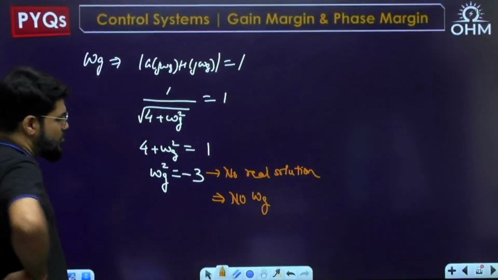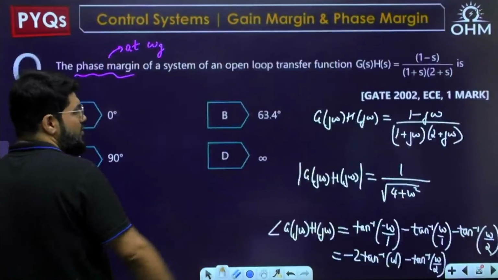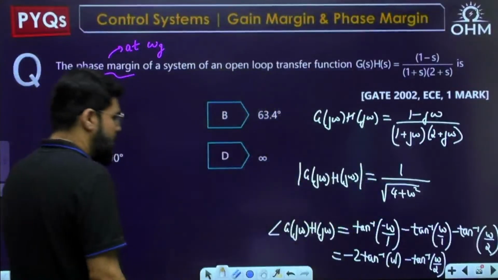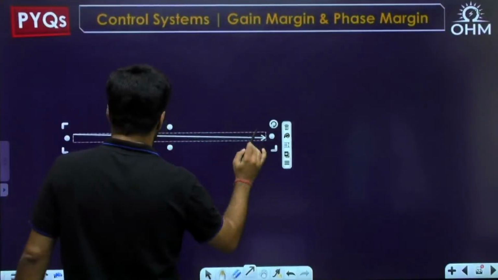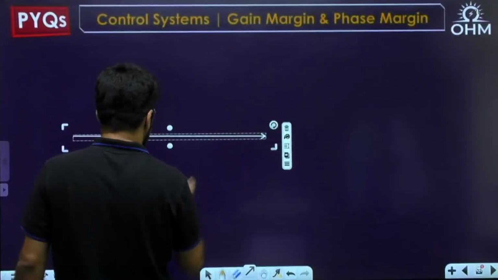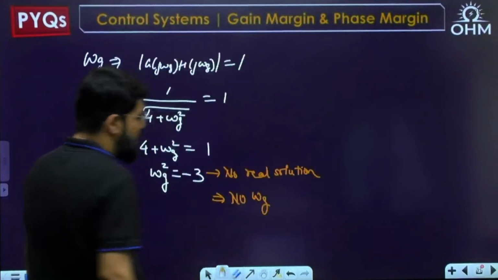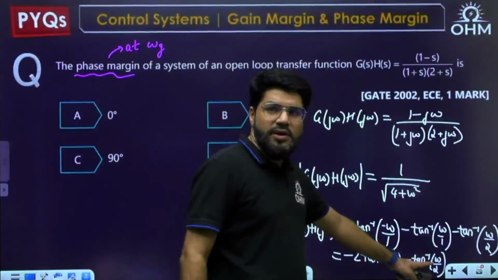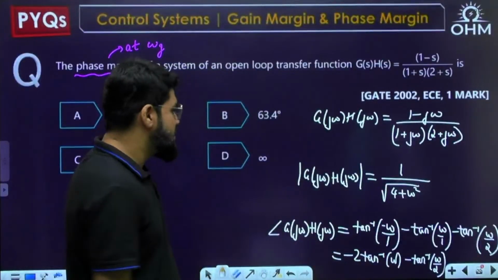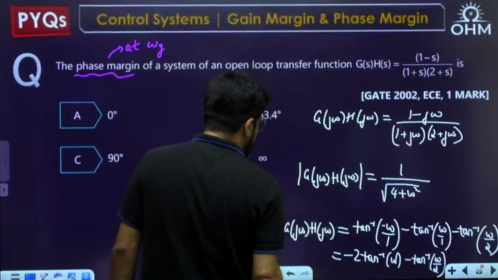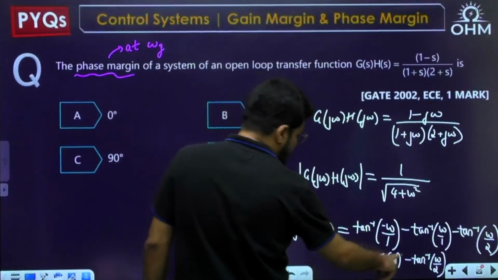If I do a rough analysis here, the magnitude is 1 upon under root 4 plus omega square. Magnitude part was known to me. If I take omega 0, tan inverse 0 is 0 degree phase. 0 degree means positive x-axis. At omega equal to 0, 1 upon under root 4 is 1 by 2. And if I take omega infinity, tan inverse infinity is 90, so 2 into 90 and another 90.